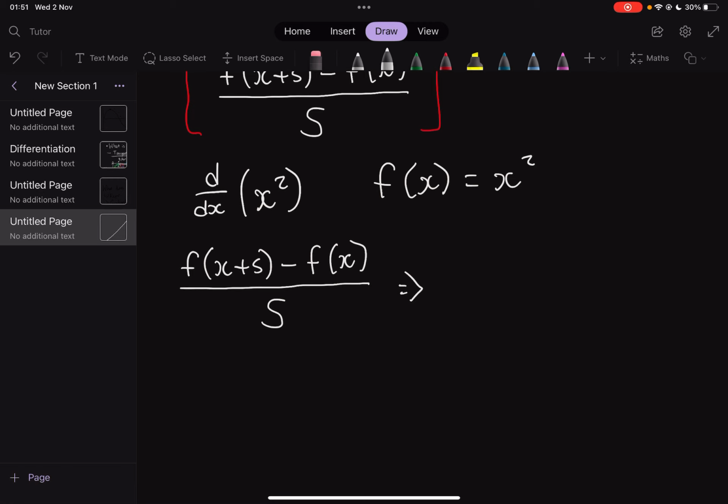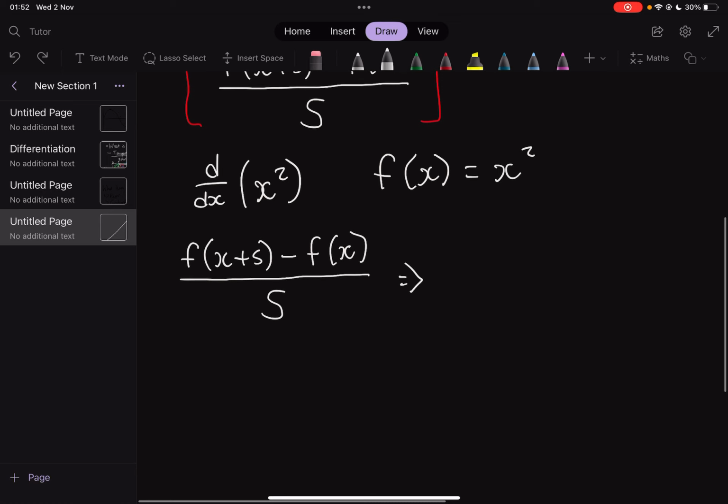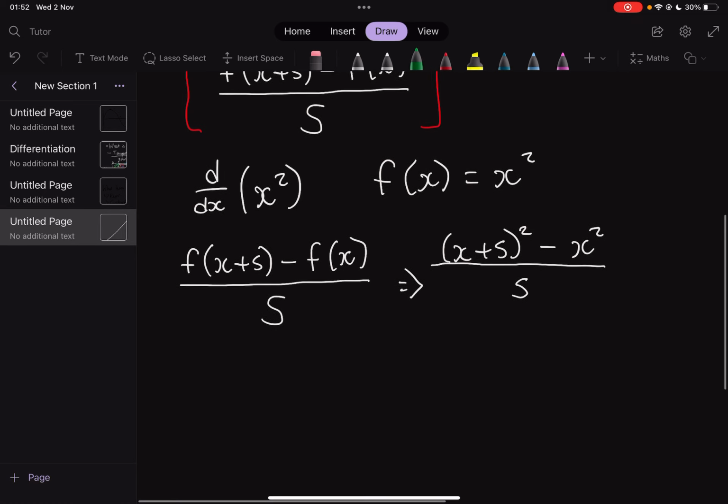Right. Now, for our f of x, we can plug in x squared. So this turns into x plus s squared minus x squared, because that's just f of x, and then over s. Now we're still dividing by 0, which is the main problem. So what we want is to be able to eliminate this s, and we can do this by working it out. You'll see how the s will cancel out.